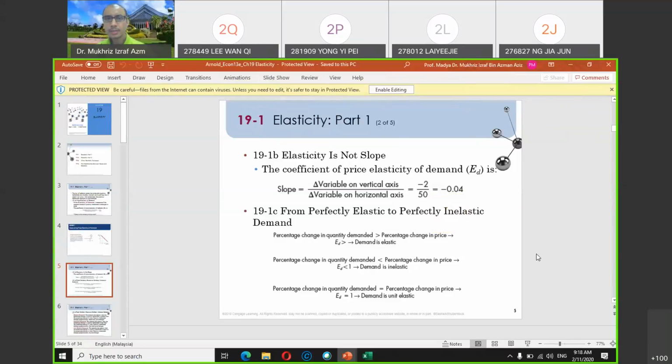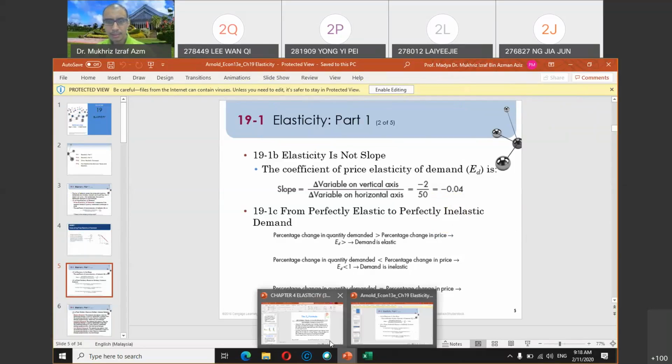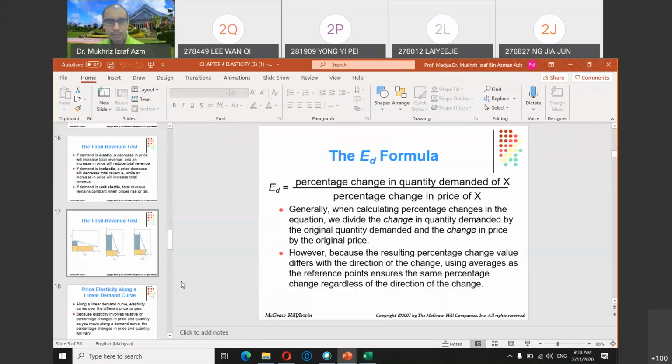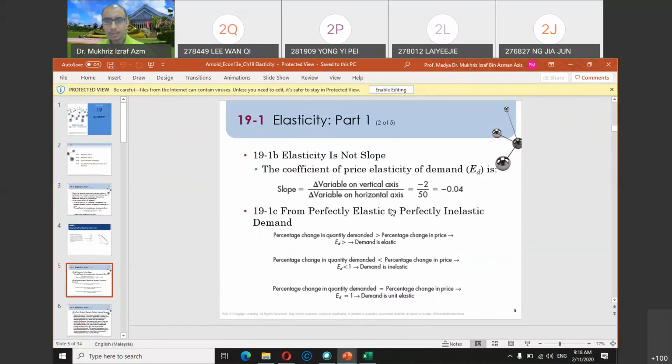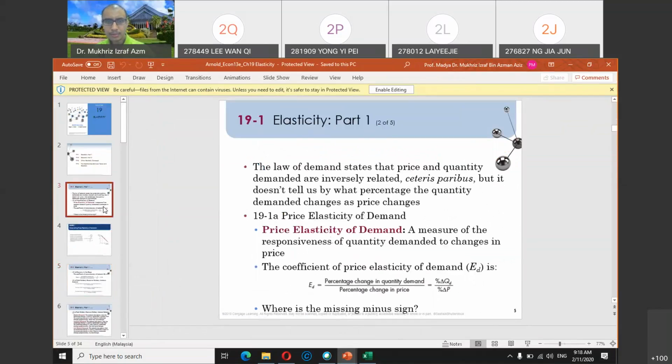Okay, if you go to your OL, because I uploaded two slides for each topic. One is from the main textbook from Arnold, the other one from another lecturer. But from this slide, you cannot see this concept of whether the value is more than one, less than one. So this is what you see just now from the Arnold textbook, that the formula is basically percentage change in quantity demanded divided by percentage change in price. So in terms of the notation, it is percentage change in QD over percentage change in price.